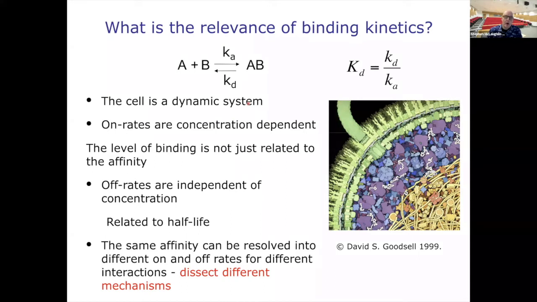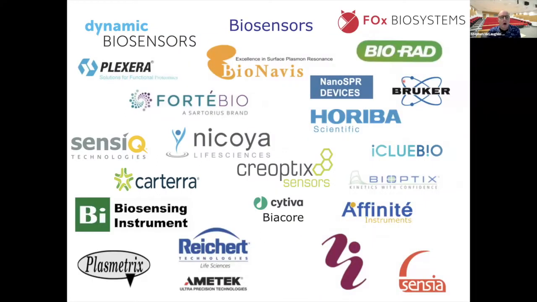So the binding level is not just related to the affinity. It's quite important how much of each of the reactants is there. The off rate is not dependent upon concentration, but it is related to the half-life of how long the complex stays together. As we'll see later, the same affinity can be a result of completely different kinetics of on and off rates.